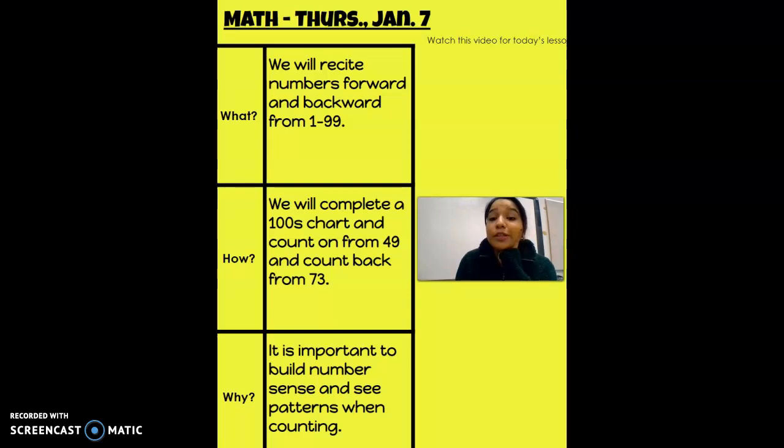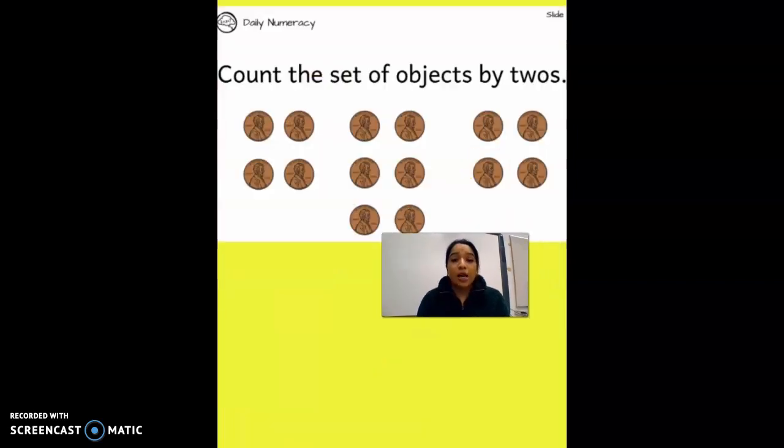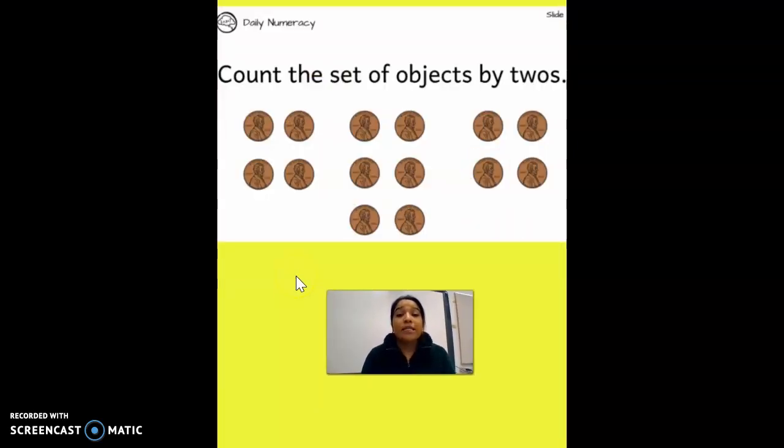But first, I need your help. I need to count some pennies. So we are going to count these pennies by twos. Do you think you can do it? Okay, we haven't counted by twos yet, but it's okay. Count with me to see how many pennies we have in total. You ready? Okay, we're going to start off with this set of pennies.